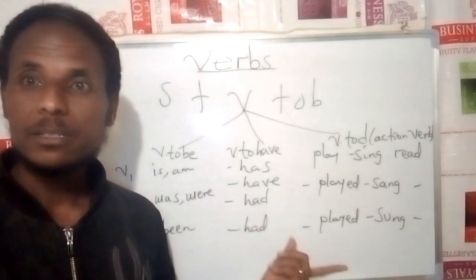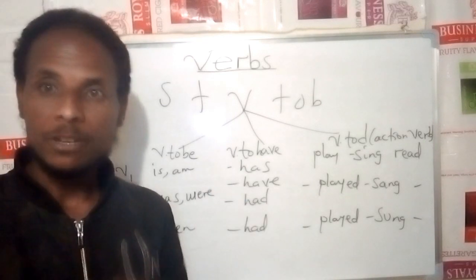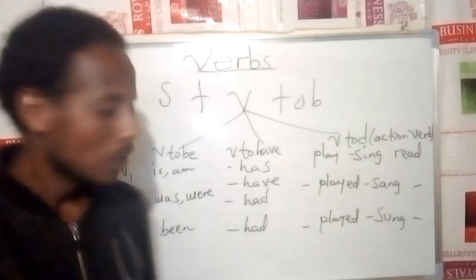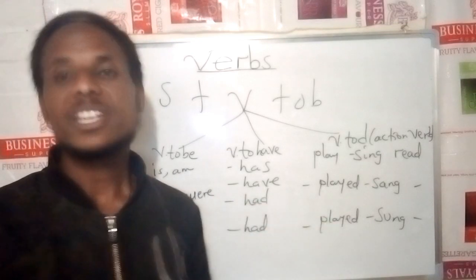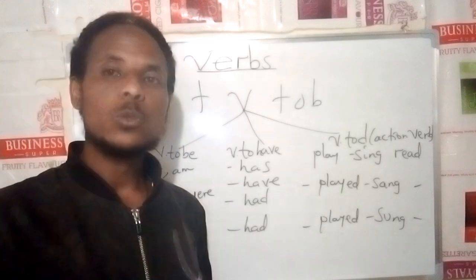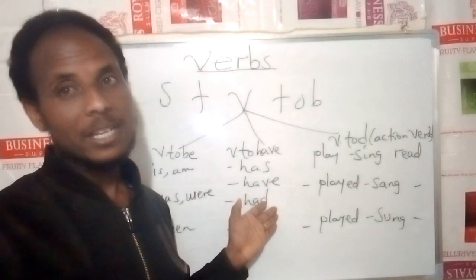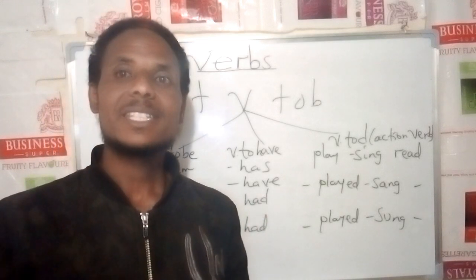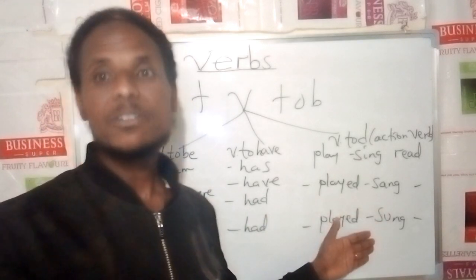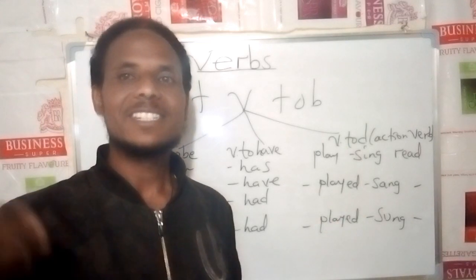It's grammatically wrong to use 2 or 3 types of verbs in a sentence, because those 3 types of verbs function differently. The verb to be tells us what the subject of the sentence is about, and the verb to have tells us what the subject of the sentence has, whereas the verb to do or action verbs tell us what the subject of the sentence does.